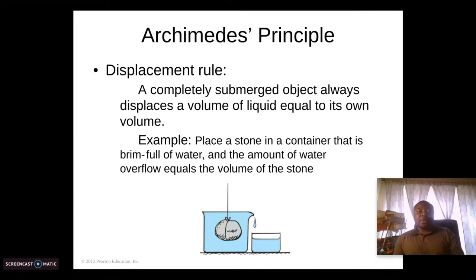Archimedes' principle. The first thing we'll look at is the displacement rule. A completely submerged object always displaces a volume of liquid equal to its own volume. We can see in the figure below, if you place a stone in a container filled to the brim with water, the amount of water that overflows is always equal to the volume of the stone. You can even try this experiment at home, and you'll see that it's easy. This is one of the easiest ways to measure the volume of any irregular object.